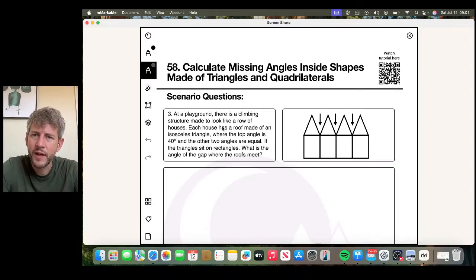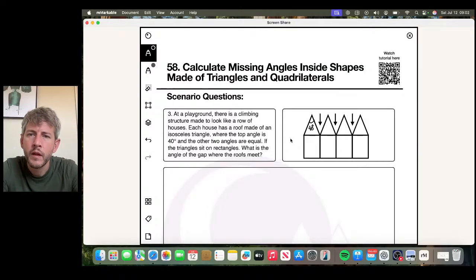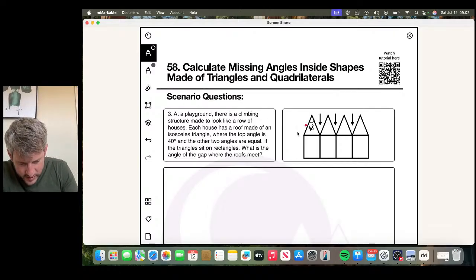At a playground, there is a climbing structure made to look like a row of houses. Each house has a roof made of an isosceles triangle where the top angle is 40 degrees. So this bit here is 40 degrees, and the other two angles are equal, because they're isosceles.